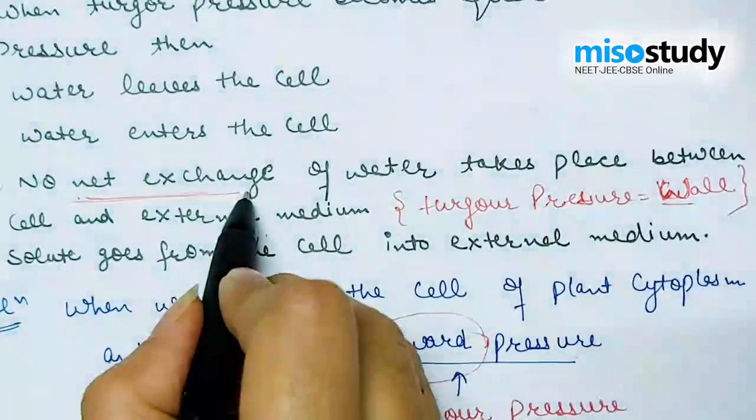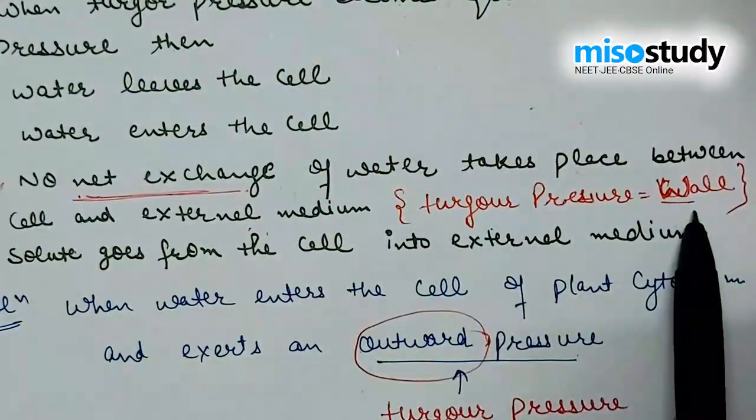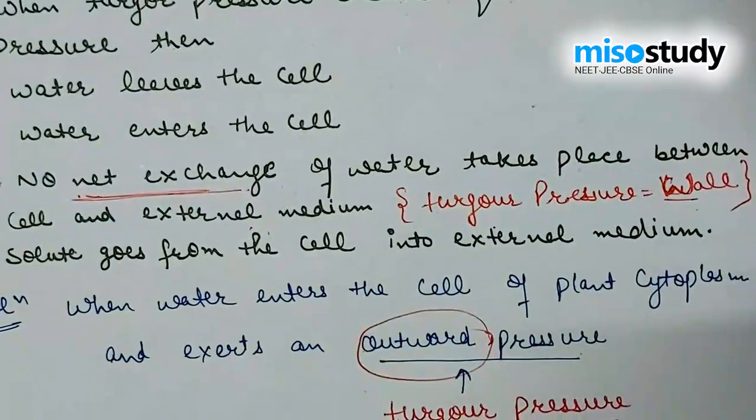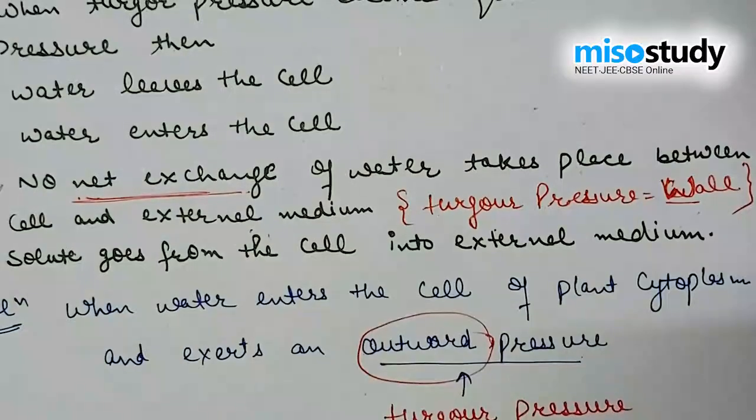When there is no net exchange, that condition only persists when turgor pressure is equal to the wall pressure. So this is the right answer in this case. Let's discuss the next question from transport in plants.